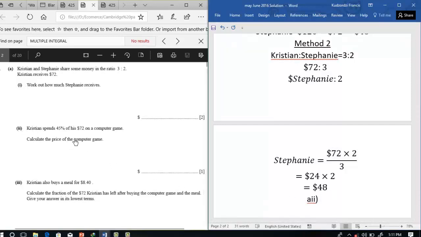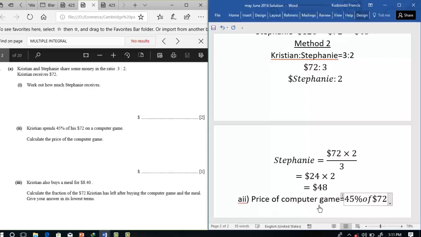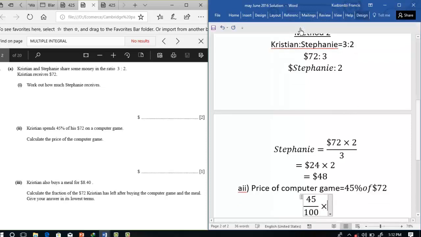Christian spends 45% of his $72 on a computer game. Calculate the price of the computer game. So, price of computer game, and we can rewrite this as this. Now we need to simplify this.